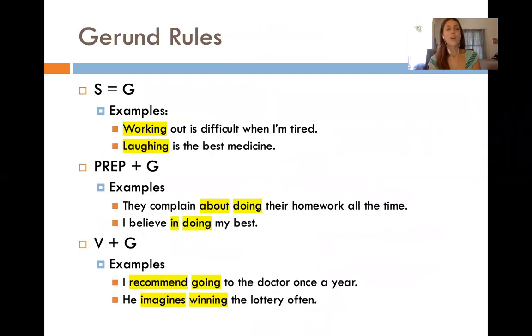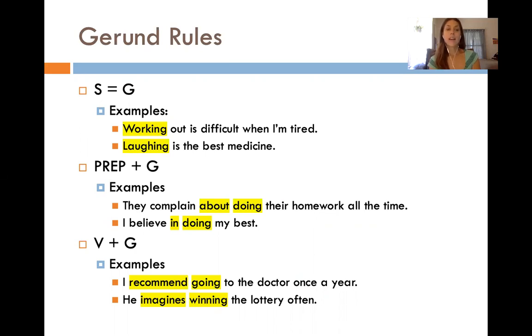Gerund rules. We have S equals G, which means subject equals gerund. Working out is difficult when I'm tired. Working out is a phrasal verb, but working is our gerund. Laughing is the best medicine. Laughing is our gerund.